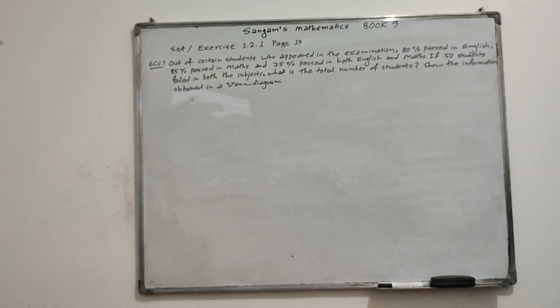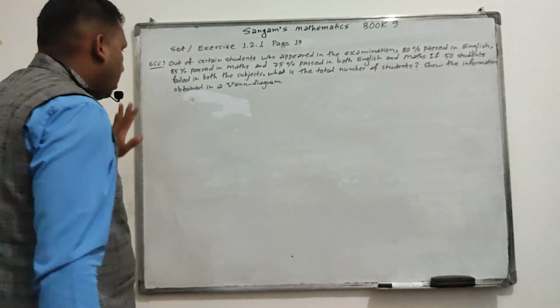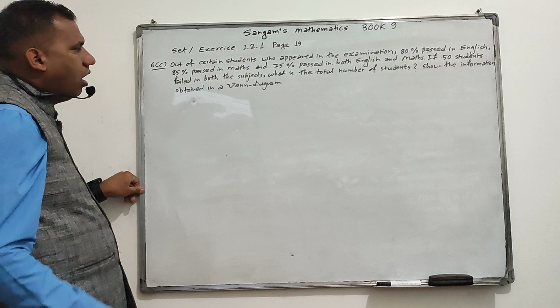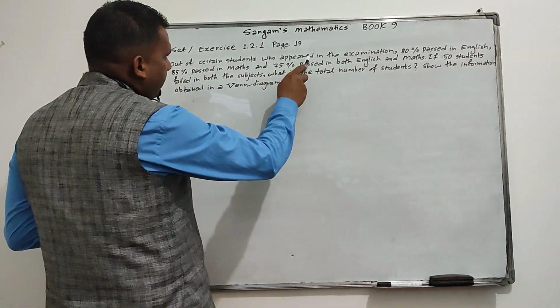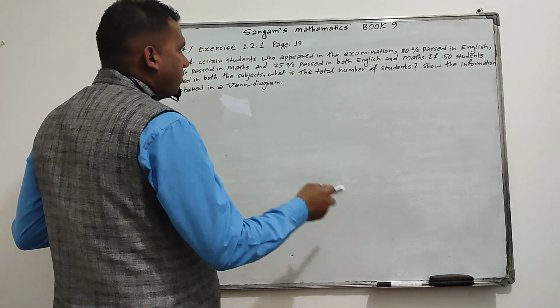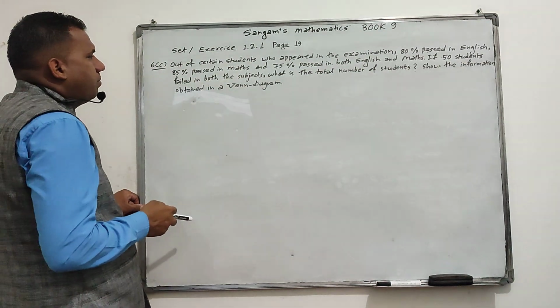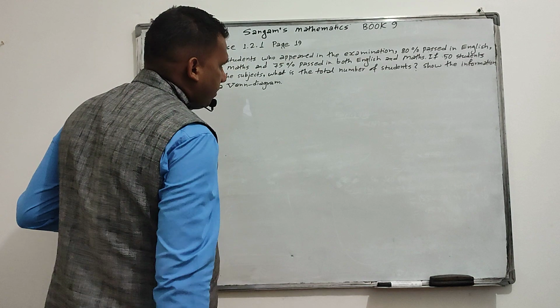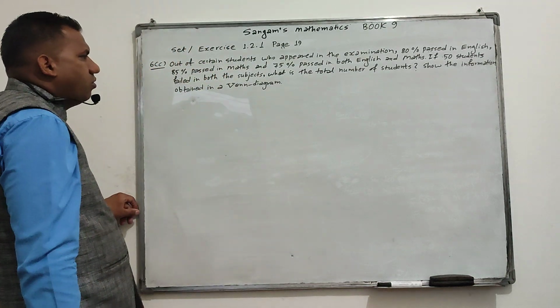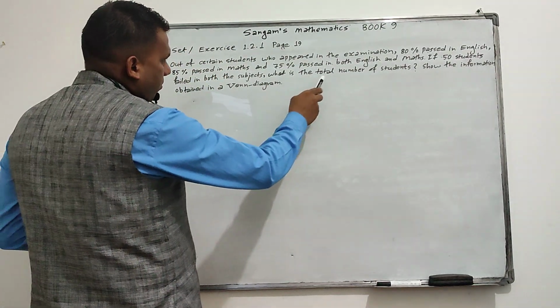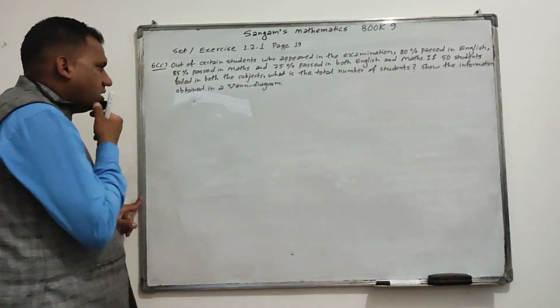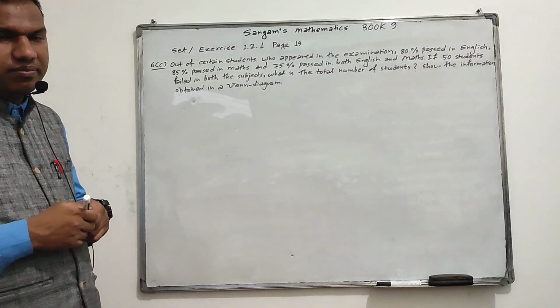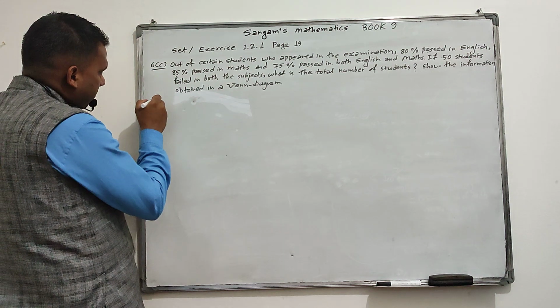Now students, next question number 6C. Out of certain students who appeared in the examination, 80% pass in English, 85% pass in math, and 75% pass in both English and math. If 50 students fail in both the subjects, what is the total number of students? Show the information in a Venn diagram. Now its solution.